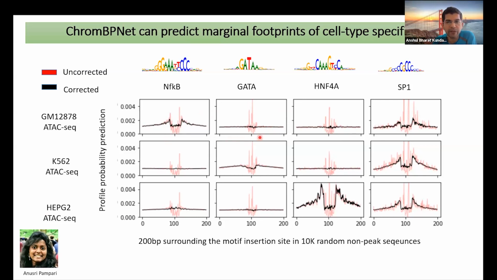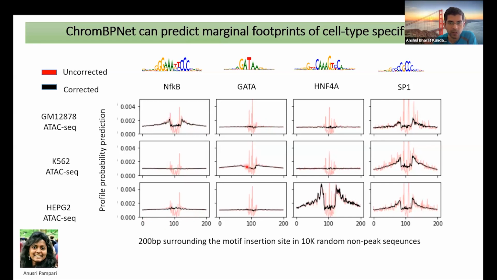Now, if you try to predict their footprints without bias correction, with a model trained on ATAC-seq data in these cell types, you see that irrespective of the cell type, you see the red profiles, those are uncorrected footprints. All the models just claim that there are footprints for these transcription factors, despite the fact that they're expressed only in specific cell types. After you do bias correction, you see this beautiful specificity, right? You can see the black curves. There's a beautiful footprint for NF-kappa B, only in LCLs, but it's a flat line in K562 and HepG2.